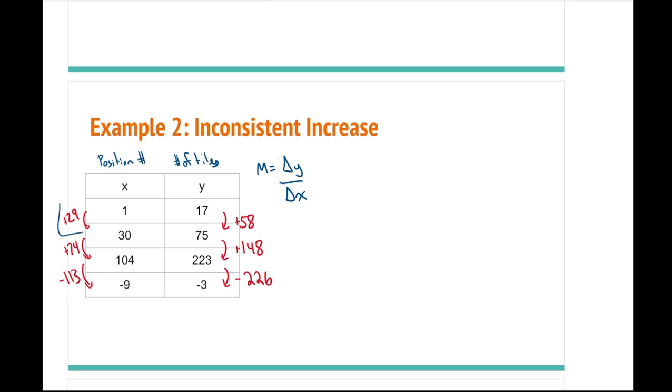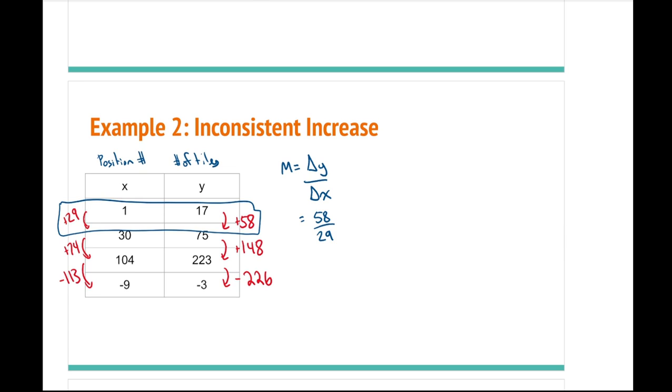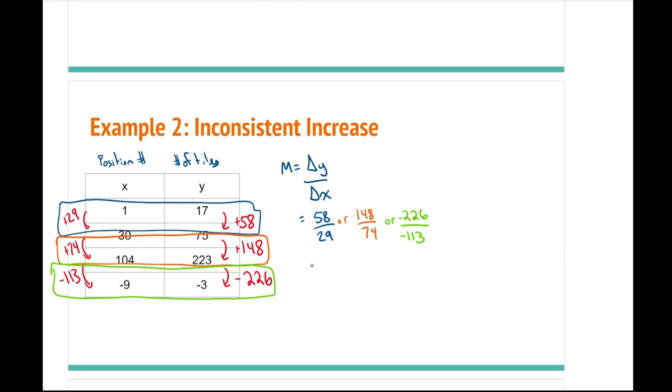So what I mean by that, if I look at this first change in y, so 58 over the change in x, which is 29, or I may look at the second change, which is 148 over 74. Or maybe I look at the third change, negative 226 over negative 113. Regardless of which one I look at, if it's a linear pattern, I should get the same m value when I simplify my fractions or my division here.